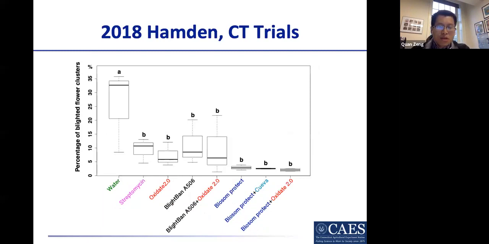In 2018, we really had a light year of disease in Connecticut. So as you can see, the water treatment only had 32% of the blighted flower clusters. And under such low disease pressure, almost all the biological control treatments provided a desirable protection against fire blight. And Blossom Protect performed exceptionally well. It even showed a lower disease percentage compared to streptomycin.